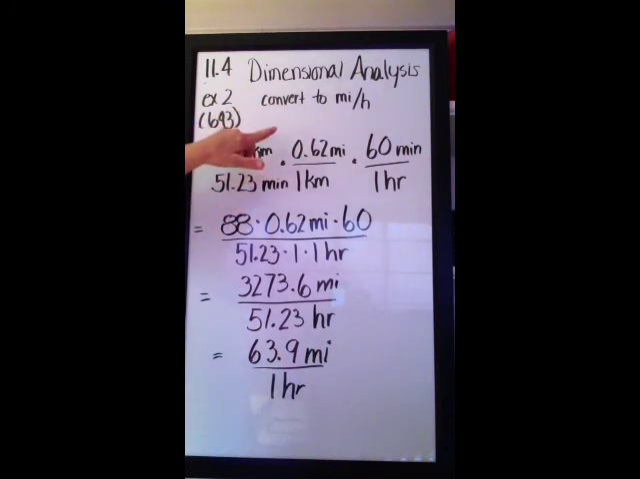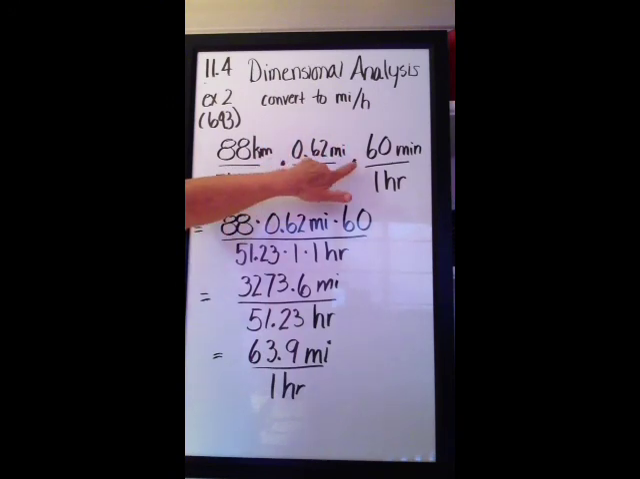So I want the conversion factor for miles to kilometers. There are 0.62 miles in 1 kilometer. I want to make sure I'm writing the units. And then I'm converting minutes to hours. So there are 60 minutes in 1 hour.